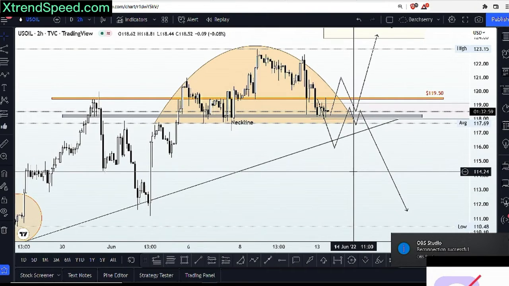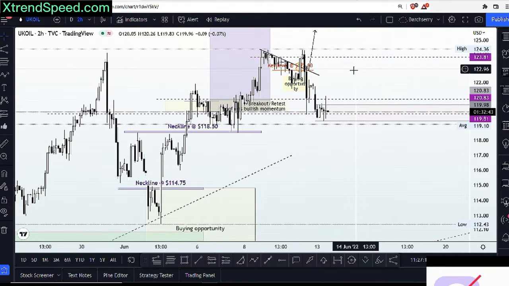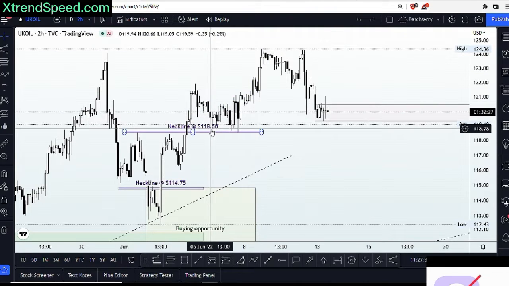So let's go on to the UK oil and let's see what structure is giving us here. On the UK oil, we have a similar scenario here as well. So we want to have a clean chart. Give me a moment to delete all this so that we have something clean to work with as we head into the New York session.